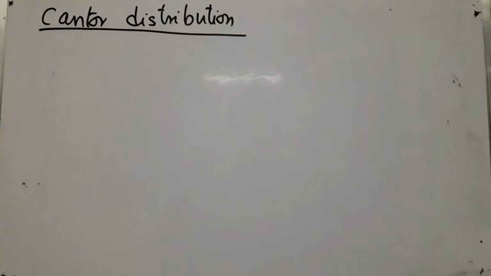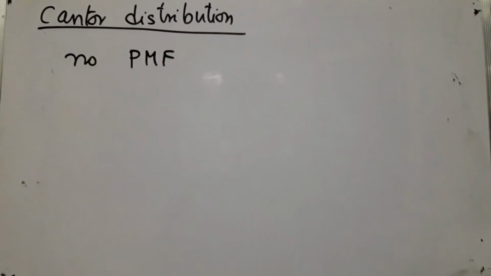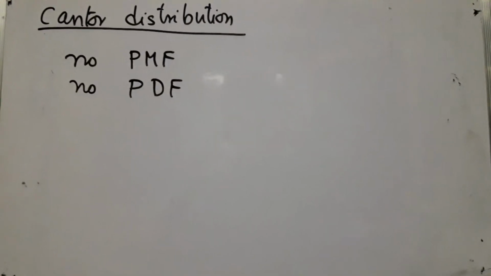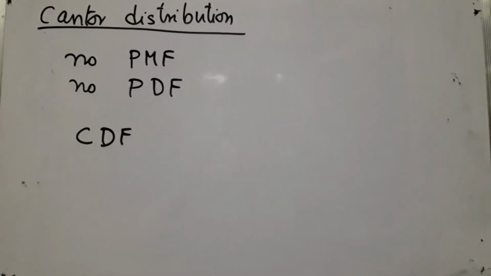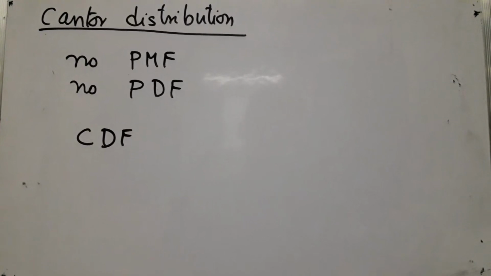In this video, we are going to describe the Cantor distribution, which has no PMF and no PDF. So it is a little difficult to describe this distribution. We shall describe it using its CDF. Now the problem is even the CDF, which of course exists, cannot be described very easily.